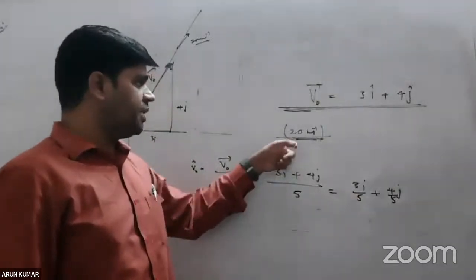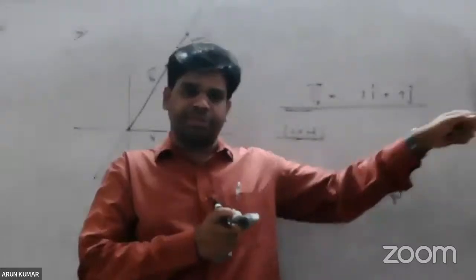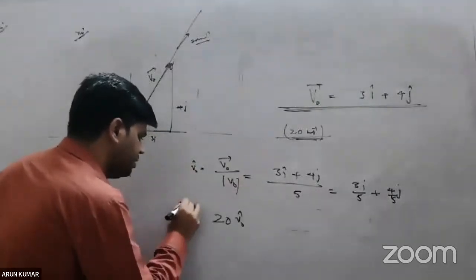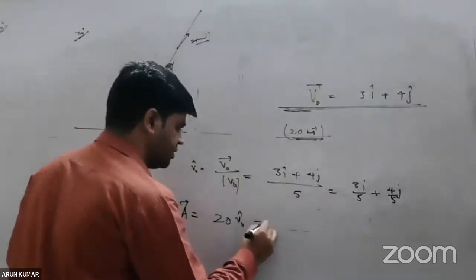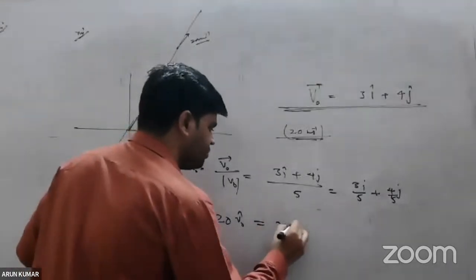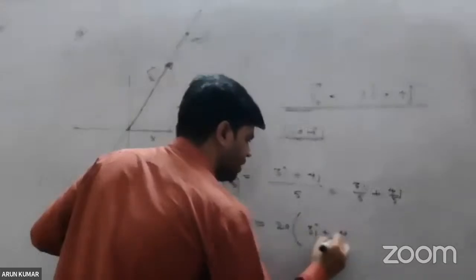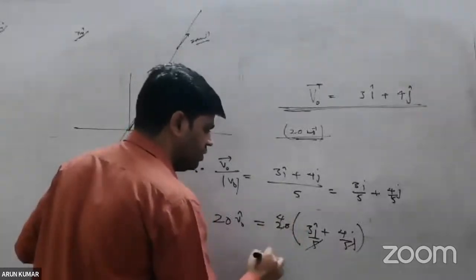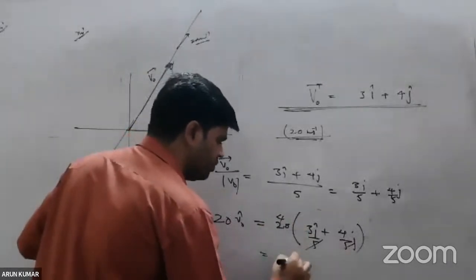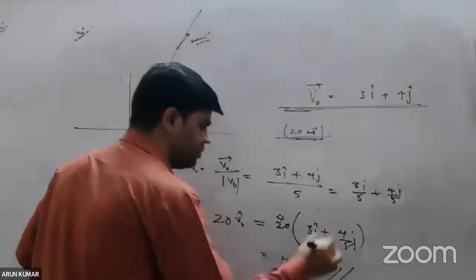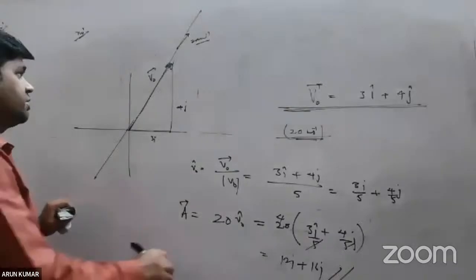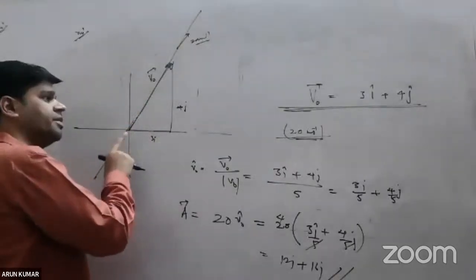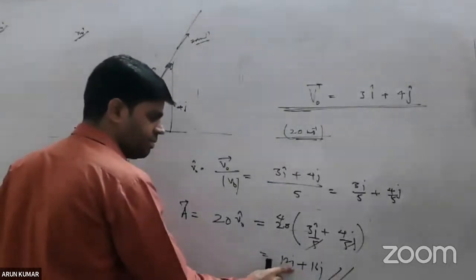But I want a vector of magnitude 20 in that direction. So I stretch that unit vector 20 times. I write 20 times V naught cap, which is speed times the direction. Velocity of particle is equal to 20 times 3 I cap plus 4 j cap by 5. Taking 5 common, 4 5s are 20, 4 3s are 12, 12 I cap plus 16 j cap is my velocity. So my velocity of a particle moving with speed of 20 meters per second along this direction, V naught bar, is 12 I cap plus 16 j cap.